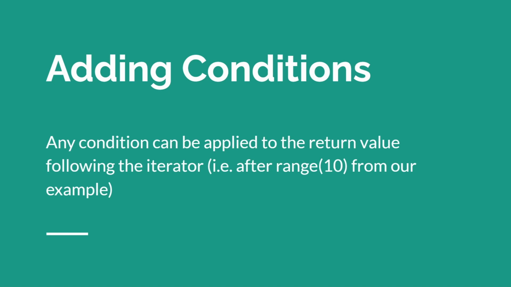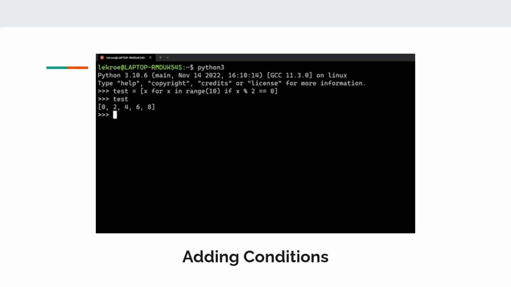Now what makes Python list comprehensions so powerful is being able to do everything that you can in a normal for loop in these list comprehensions. Any condition can be applied to the return value following the iterator from our previous example after range 10, which we'll see in this slide. Here, same example in range 10, and then afterwards we will only add the return value if x mod 2 is equal to 0. Here you see the result that it's 0 2 4 6 8.